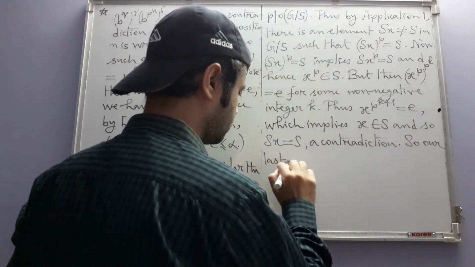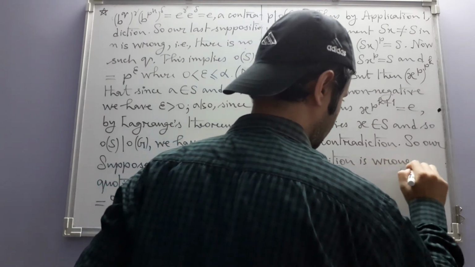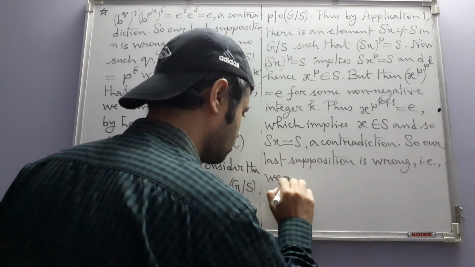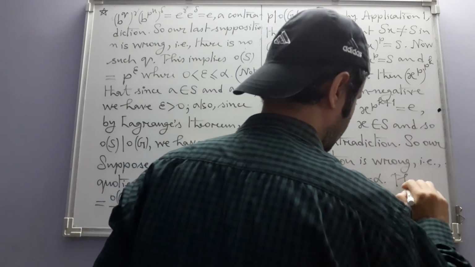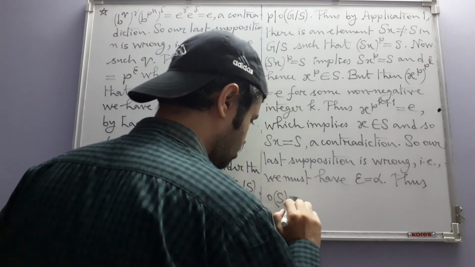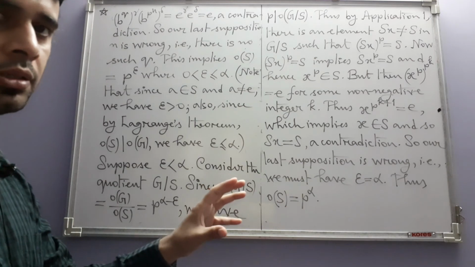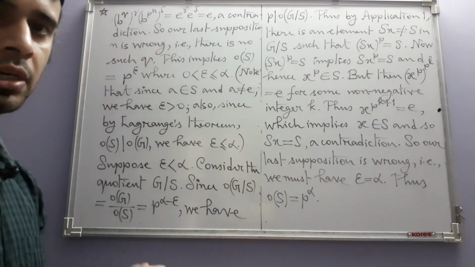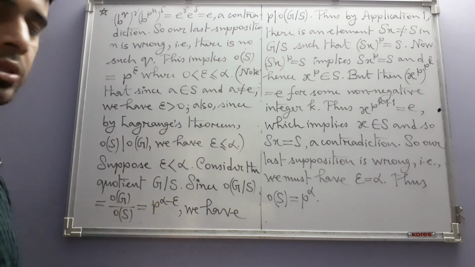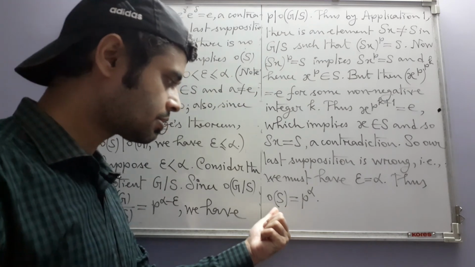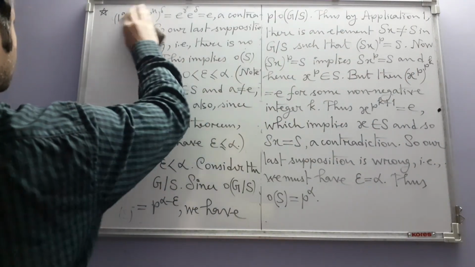So our last supposition is wrong, that is, we must have epsilon equal to alpha. Thus order of S is actually equal to p to the power alpha. This way we have really constructed a subgroup of G of order p to the power alpha. Okay. Now to strengthen this application, to say something more about this second application, we are now going to show that this subgroup is in fact unique. Okay, there is only one such subgroup. There cannot be two different subgroups of G of this order.